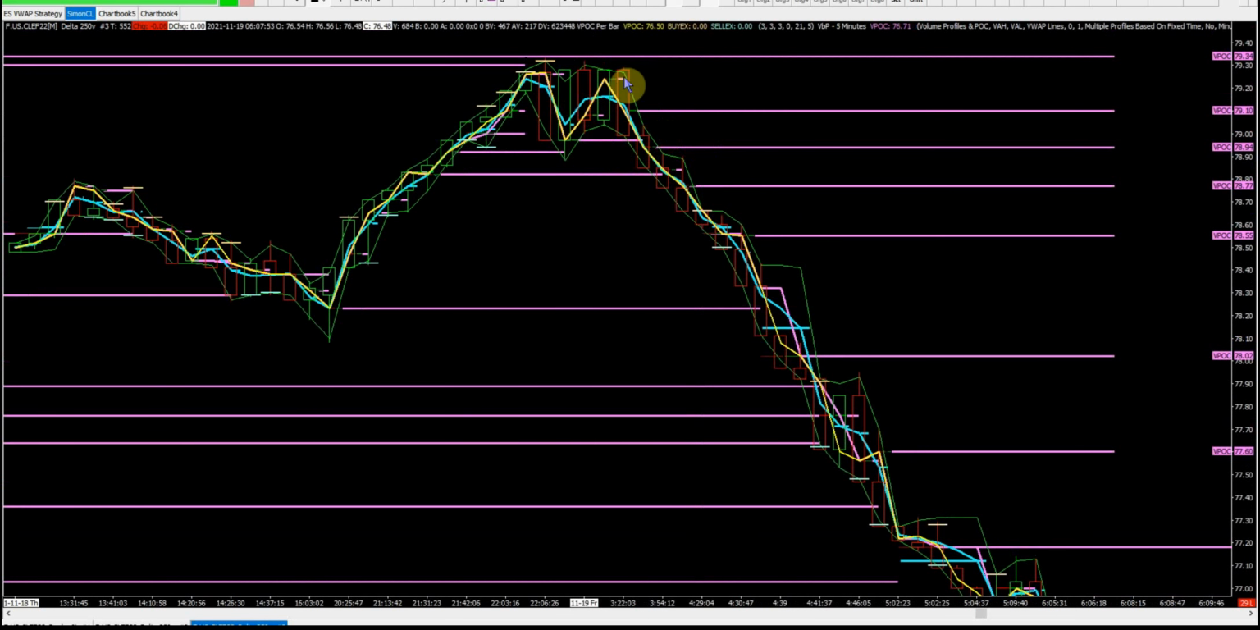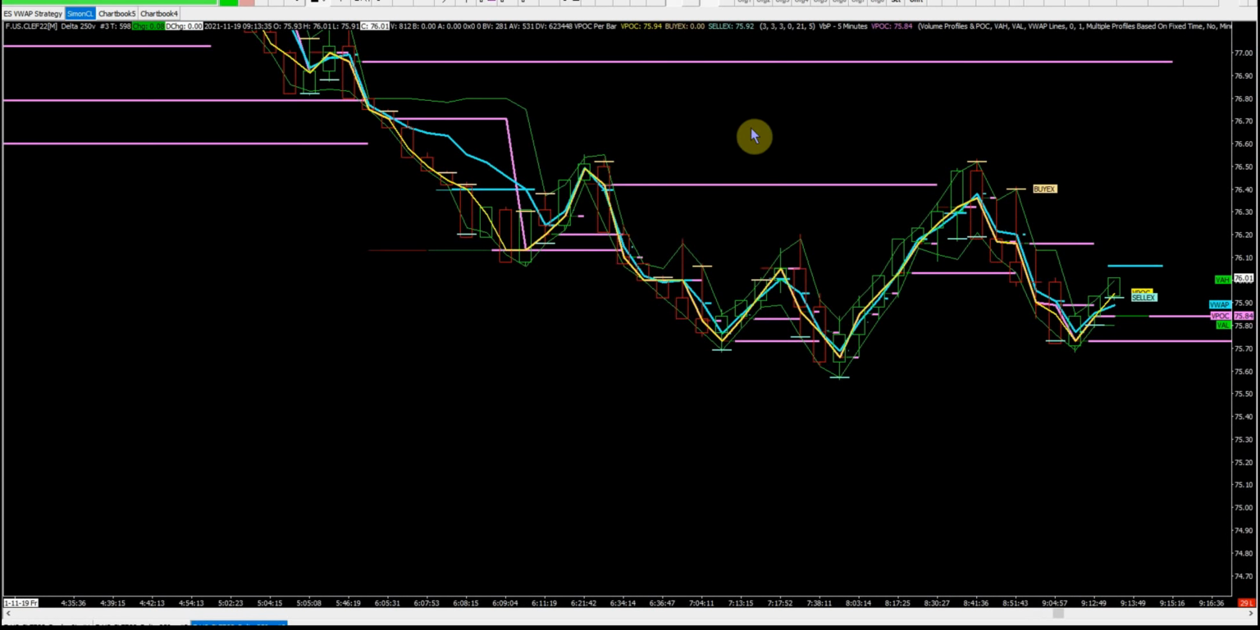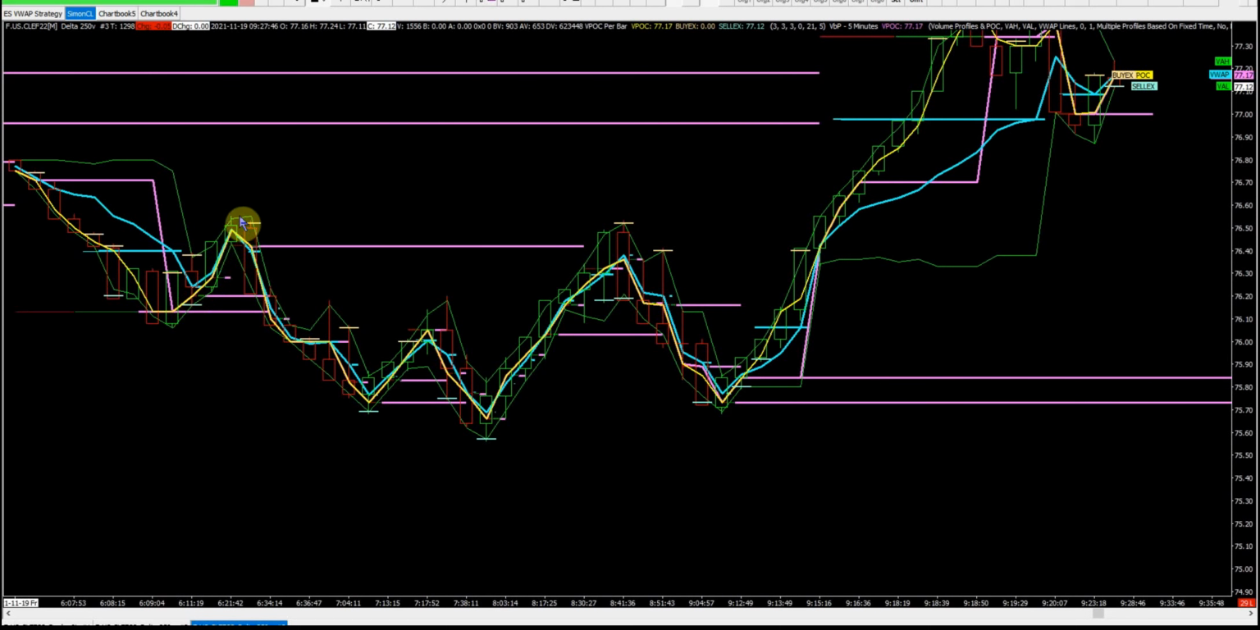You see these being formed, taken out, formed, taken out, formed, taken out, down, down, down. Here we go. Nice down move. You could sit there and play this back and forth if you wanted to.